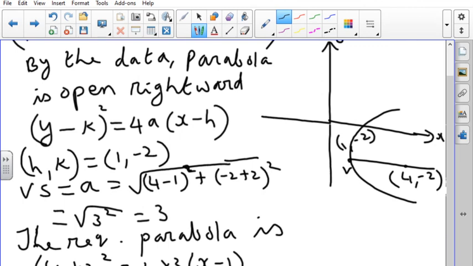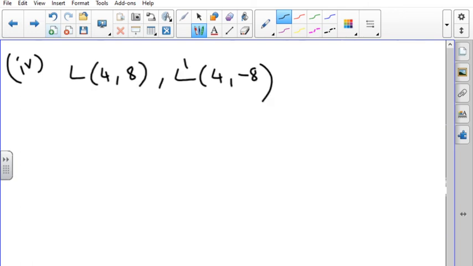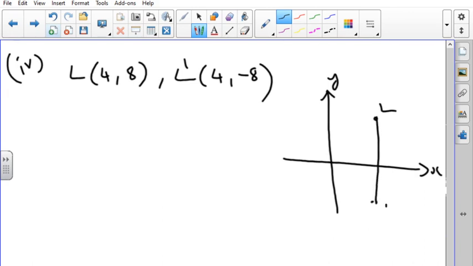Okay, now coming to the next one, fourth subdivision. The end points of the latus rectum are given. The end points of the latus rectum are 4 comma minus 8 and 4 comma 8. That is L, L dash. So L is 4 comma 8 and L dash is 4 comma minus 8. 4 comma 8 will be somewhere here and 4 comma minus 8 may be here. So this is L and L dash.